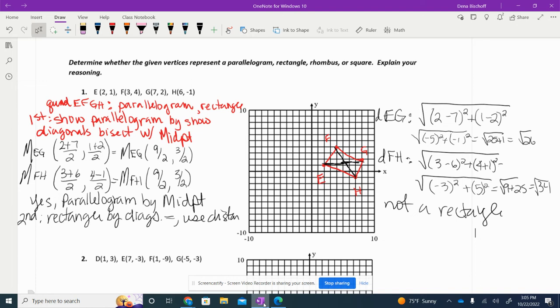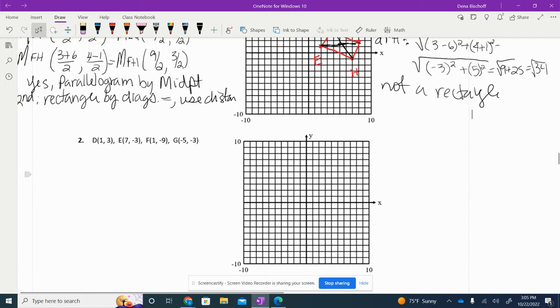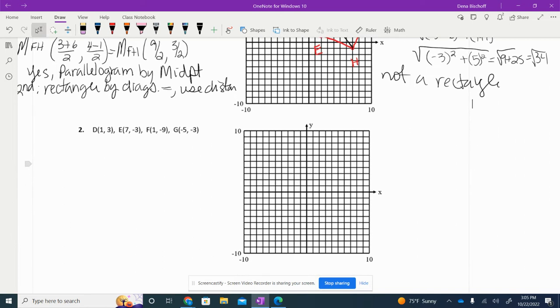All right, so let's look at our second example. We're going to graph the ordered pairs. D is the point 1, 3, E is the point 7, negative 3, F is the point 1, negative 9, and G is the point negative 5, negative 3.